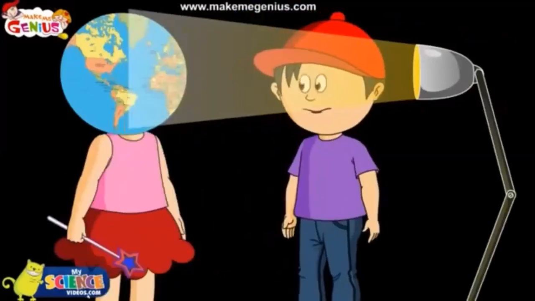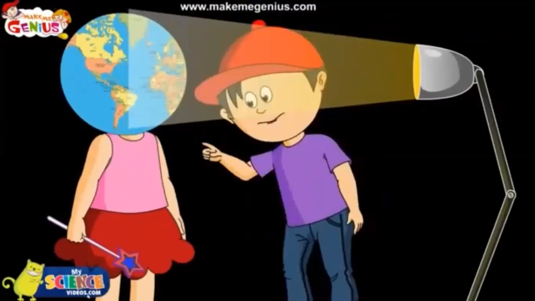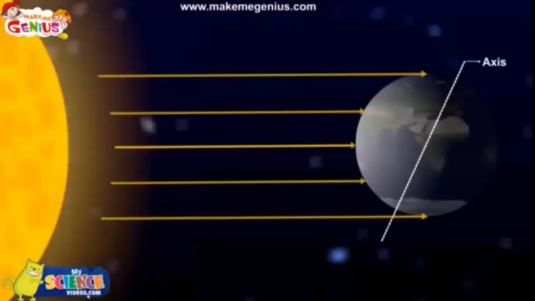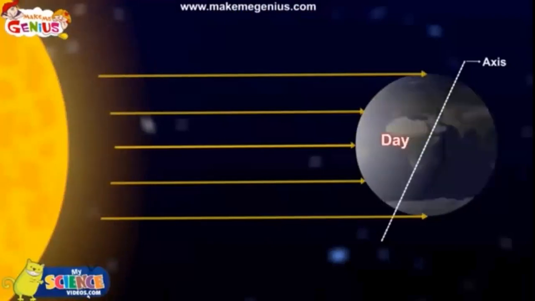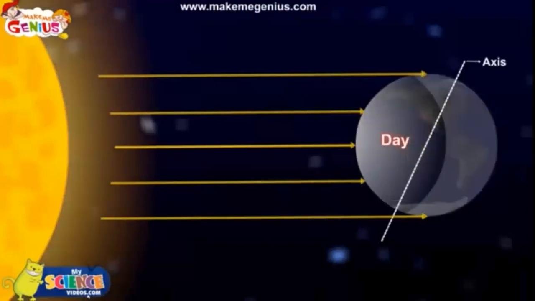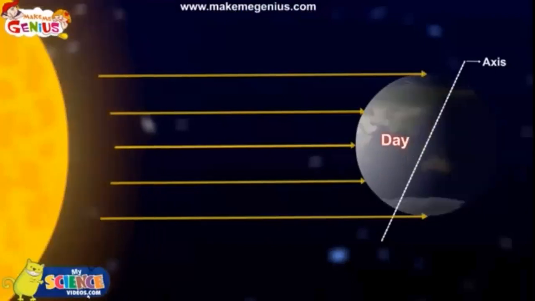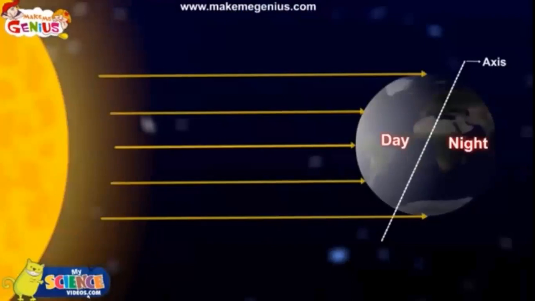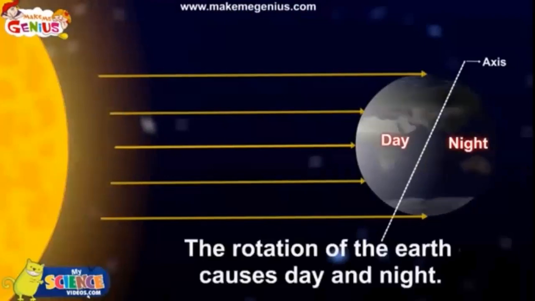Night here now. When the earth rotates from west to east, only half of it faces the sun. This half which faces the sun has day, and the other half that does not get sunlight has night. When the earth rotates, day changes to night and night changes to day. So, the rotation of the earth causes day and night.